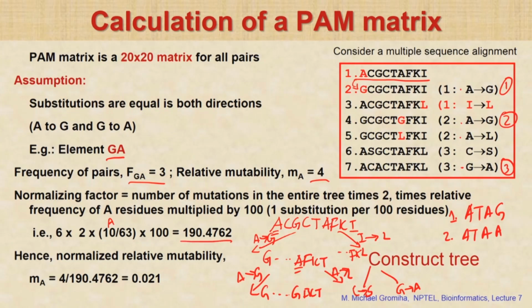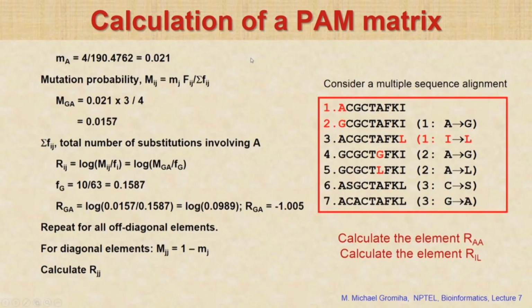Then we get the normalized mutability, because this MA is 4. So, 4 divided by this number will give you the normalized relative mutability, which is 0.021. Now we get the mutation probability Mij, which is given as Mj times Fij divided by sigma Fij.